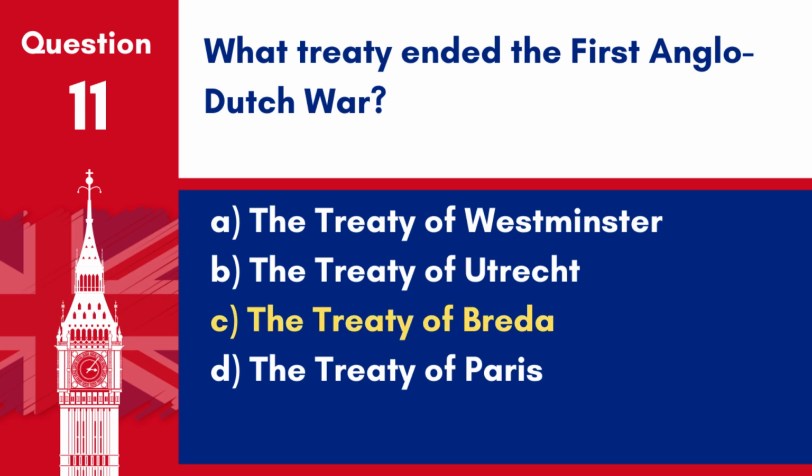Answer: C. The Treaty of Breda. The Treaty of Breda ended the First Anglo-Dutch War in 1667.